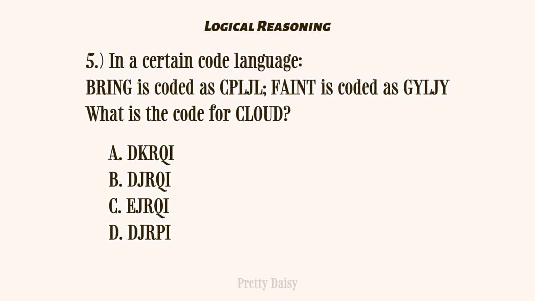5. In a certain code language, bring is coded as C, P, L, J, L. Faint is coded as G, Y, L, J, Y. What is the code for cloud? A. DKRQI. B. DJRQI. C. EJRQI. D. DJRPI.